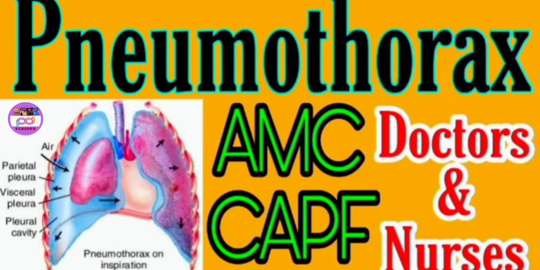Now coming to the treatment of the condition. In an emergency, what we can do is a needle thoracocentesis. You insert a wide bore IV needle into the fifth intercostal space in adults, and if it is a child, then you insert it into the second intercostal space in the mid clavicular line. In adults, it's the mid axillary line. So that is the emergency management.